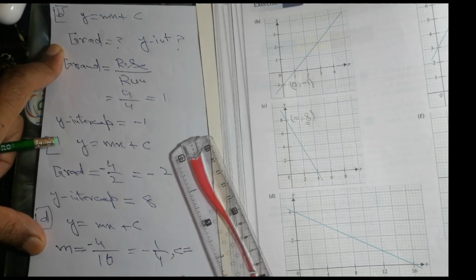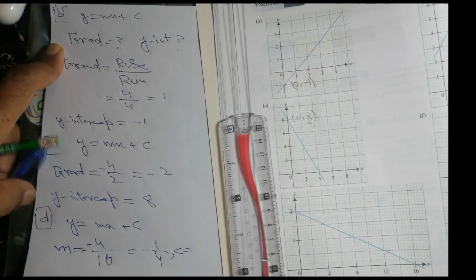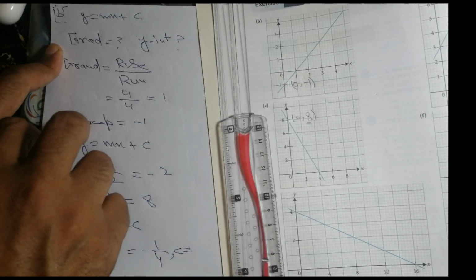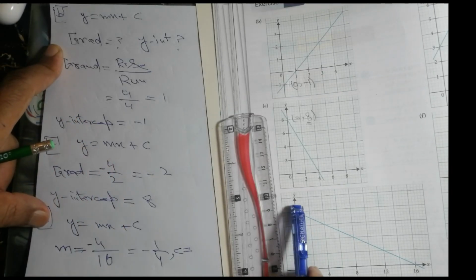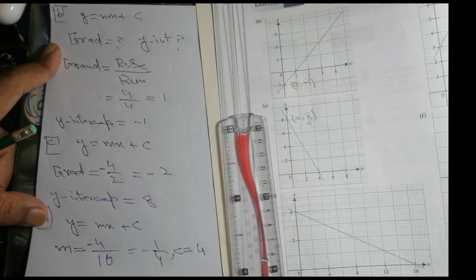And what is y-intercept? C is y-intercept. C will be equal to, now at what point it is intersecting the y-axis, that is 0, 4. This point is 0, 4, and so y-intercept is 4. This is the answer.